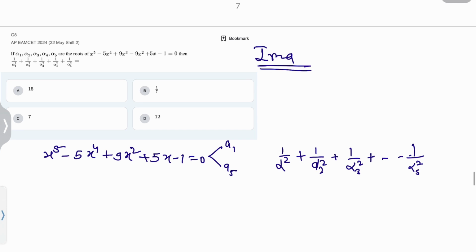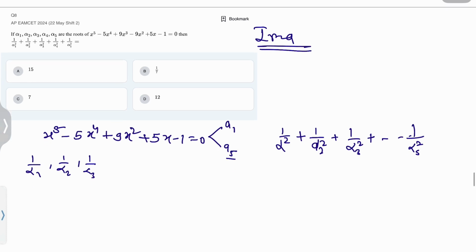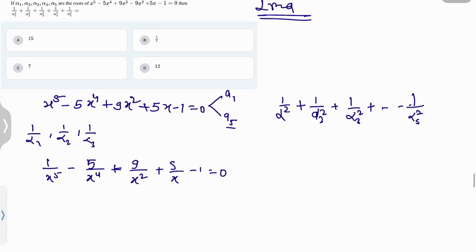If alpha 1, alpha 2, alpha 3 up to alpha 5 are the roots of an equation, how do we find the equation whose roots are 1 upon alpha 1, 1 upon alpha 2 and 1 upon alpha 3? X is replaced by 1 upon x, right? So every x is replaced by 1 upon x. So 1 upon x power 5 plus 5 upon x power 4 plus 9 upon x square plus 5 upon x minus 1 equal to 0. Take the LCM and solve that.